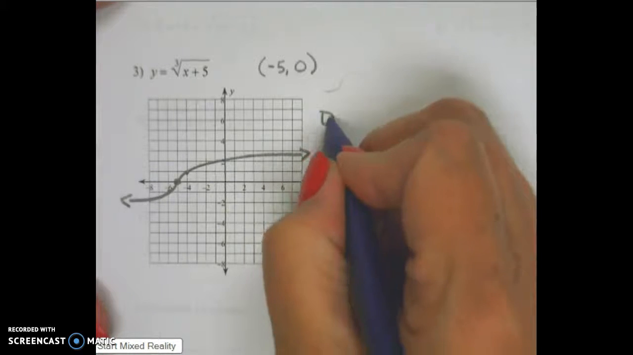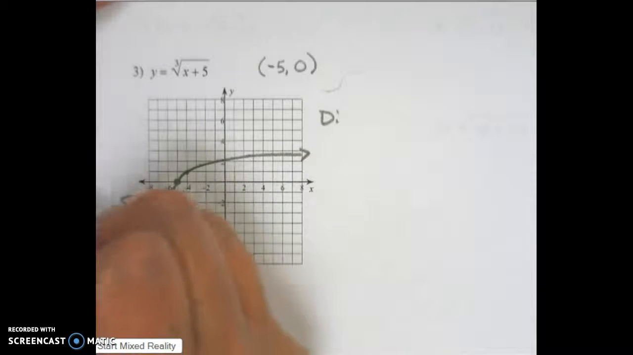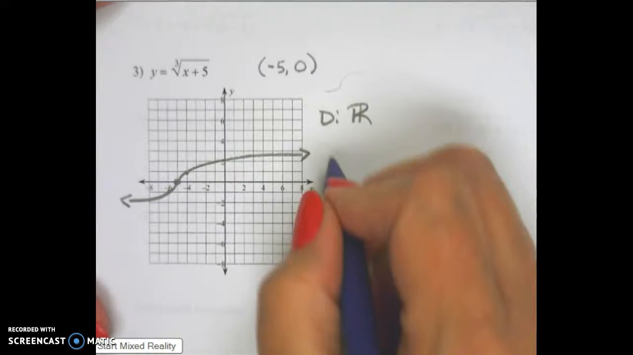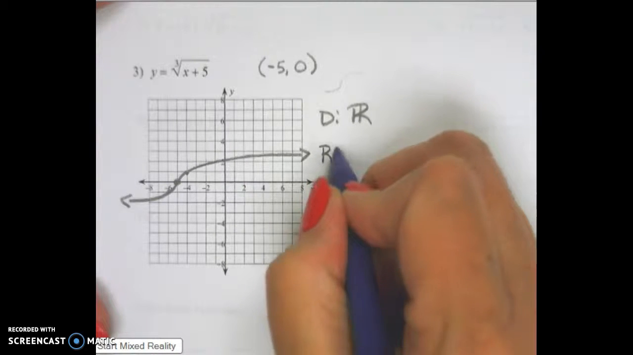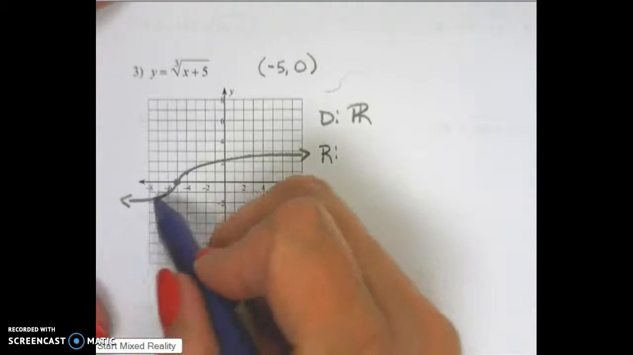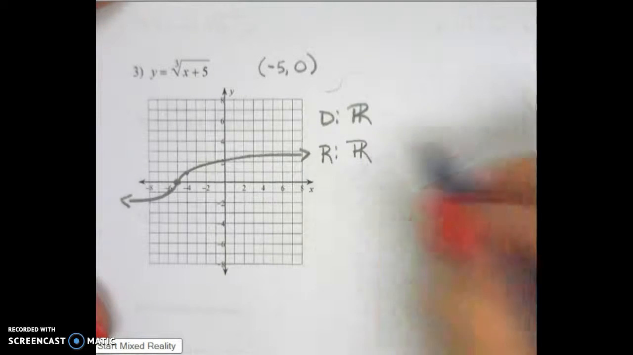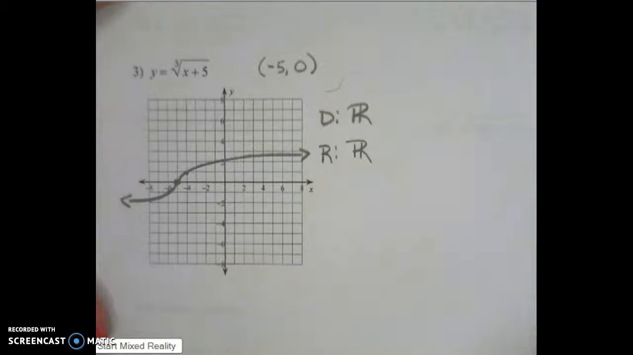My domain, therefore, since I go through all x and y values, is all real numbers. My range, although it doesn't go down very far or up very far on our graph, it is also all real numbers. My domain and range for cubed root problems is all real numbers.